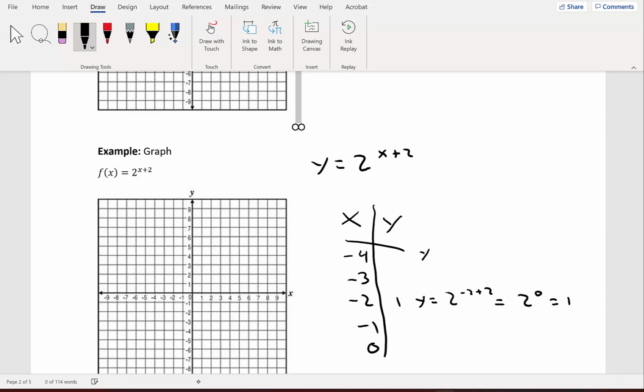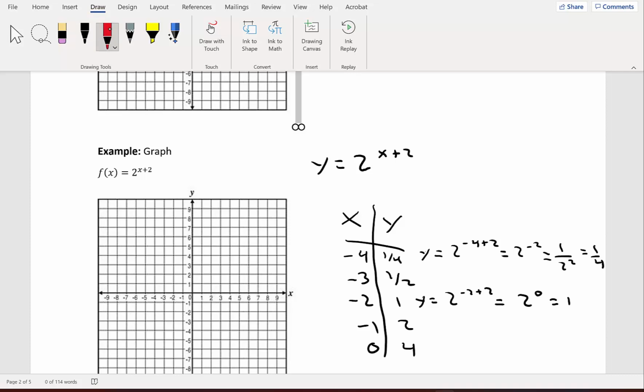Okay, so let's figure out what our y values would be equal to. So I have y is equal to, so let's start off with -4. So I have 2 raised to the -4 plus 2, which gives me 2 raised to the -2. Well, now I have a negative exponent, so I have to flip it and then change the exponent to be positive. I get 1/4. If I plug in -3, you get 2 raised to the -3 plus 2, which is 2 raised to the -1st power. Simplifying gives me 1/2. If I plug in -1, I get 2 raised to the -1 plus 2. So that gives me 2 raised to the 1st power, which is 2. And if I plug in 0, I get 4 for my y.